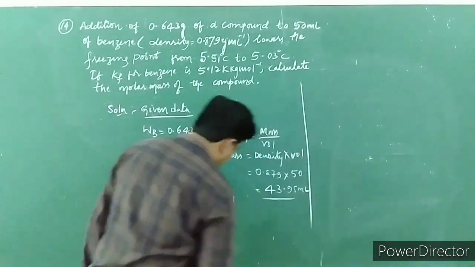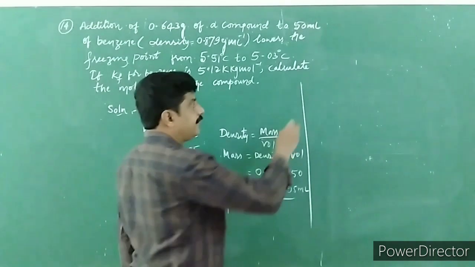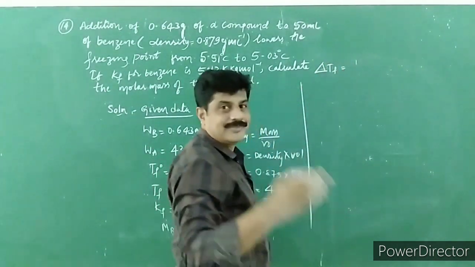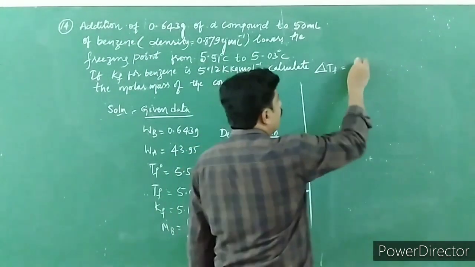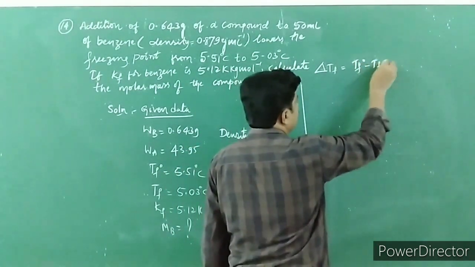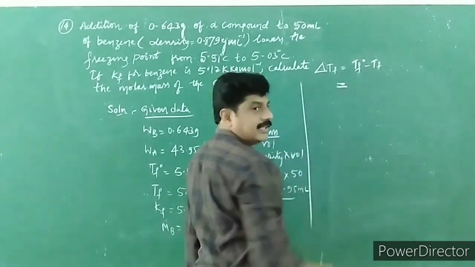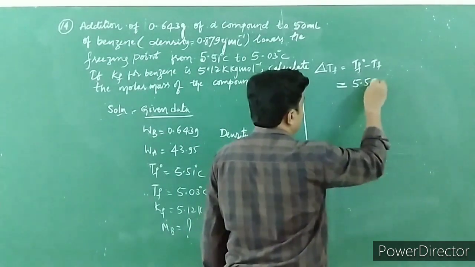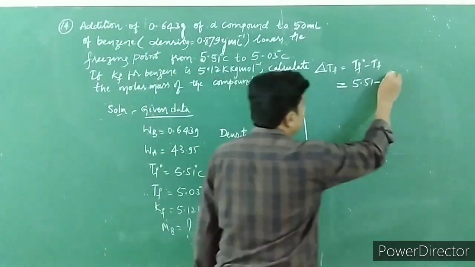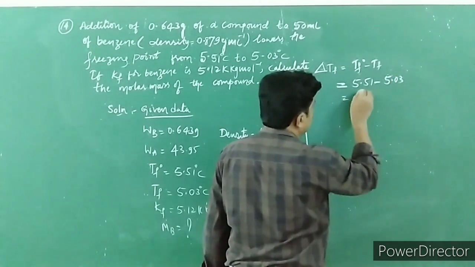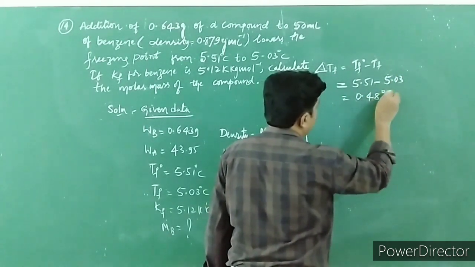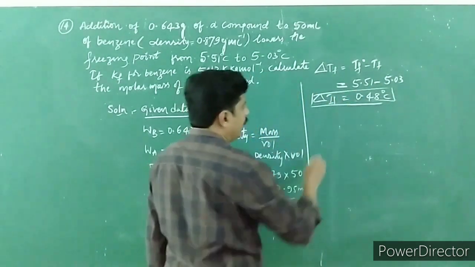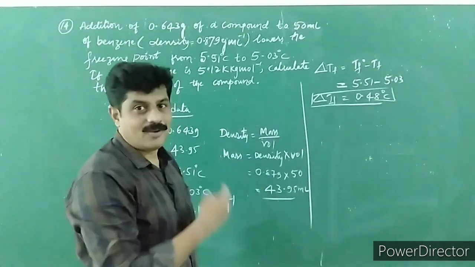Now, for finding the molar mass, you should find out delta Tf also, is it not? You know that delta Tf is equal to, you know the expression, what is the expression here? Tf naught minus Tf, is it not? What is Tf naught here? Tf naught in this case 5.51 minus Tf is how much here? 5.03. Now if you calculate this, you are going to get 0.48 degrees Celsius. This is what delta Tf. Once you get delta Tf, now you can go for finding the molar mass of this compound.